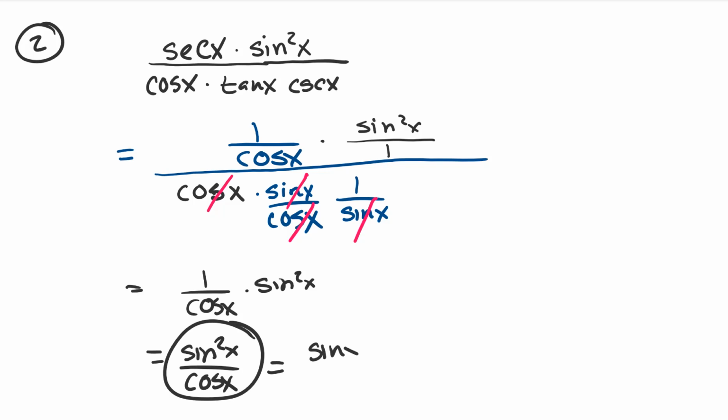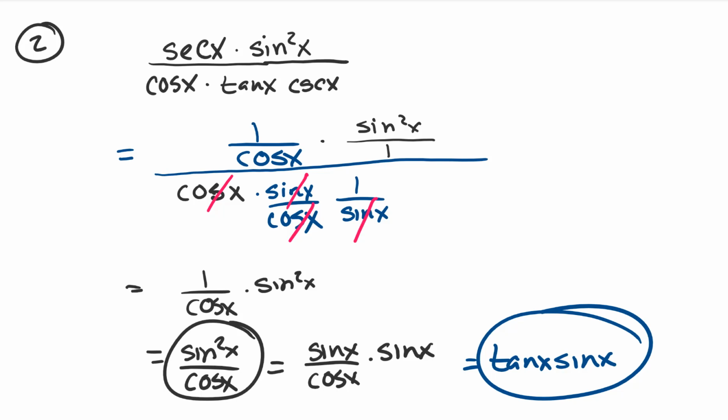But you could also write it as sine of x over cosine of x times sine of x. You see how I broke the squared into two pieces? Because you can write it over 1. Isn't that how you multiply? So by doing that, sine over cosine becomes tangent of x. We can say the tangent of x times sine of x.